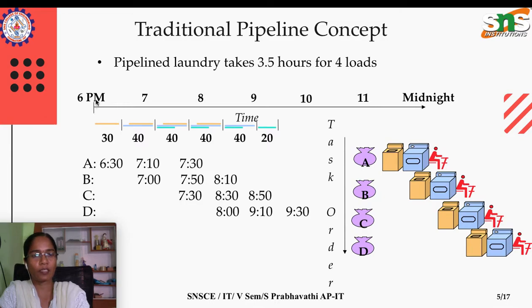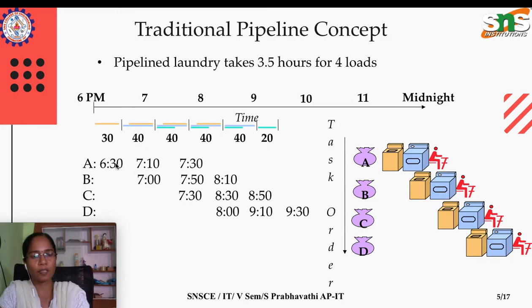When A starts at 6 p.m., what's happening? It will take 30 minutes to complete the washer, so A will finish washing at 6:30. Then what will happen after 6:30? B will come in place and utilize that washer. So at 6:30 B will start washing its clothes, and it will take 30 minutes. So totally, B will complete washing at 7.